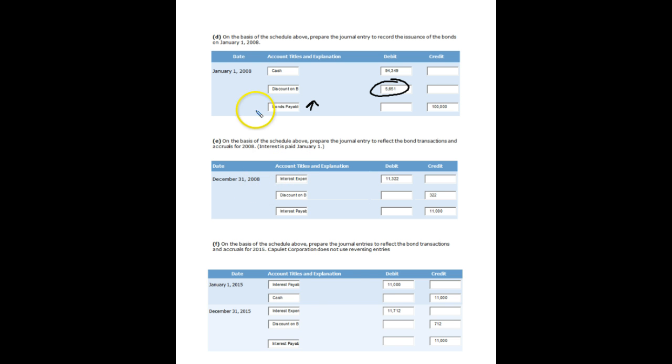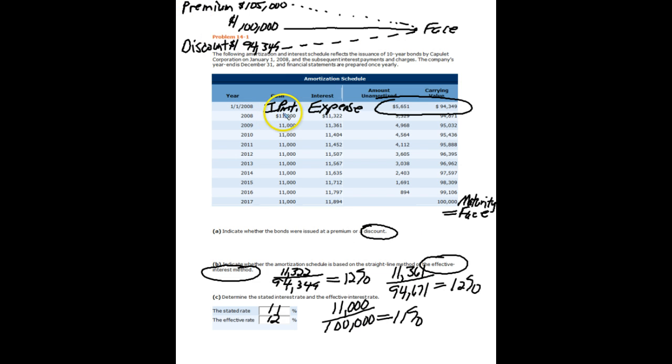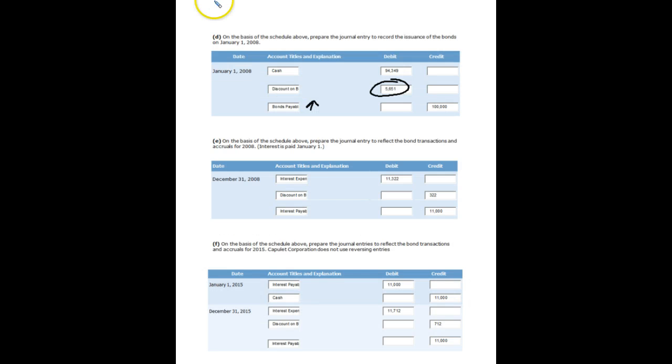Okay, and then at December 31st, what would be the journal entry? So let's go to year end. Here's our interest payment and our interest expense. So we're going to debit interest expense, credit cash, or interest payable. So we can see here's our interest expense, $11,322. Here's our credit to cash, or they're using interest payable. Those don't balance. We need a credit to balance, $322, and that's going to be used to reduce the discount. So the discount goes up with debits and down with credits. And then we jump to 2015. So prepare the journal entries to reflect the bond transactions for 2015.